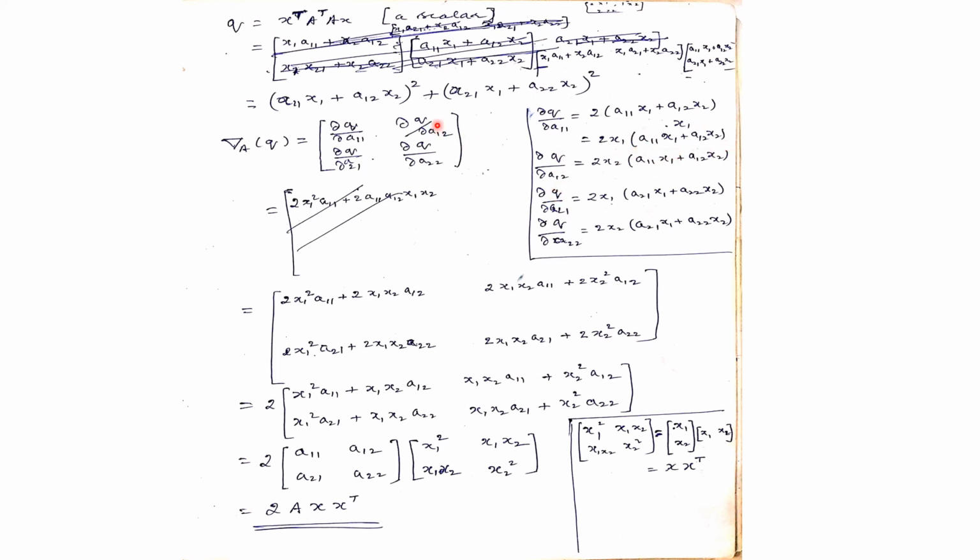Similarly, for the second term in the first row, the partial derivative of q with respect to a12 is again the derivative of this, in which case, to be precise, the second term is 0, because this term is independent of a12 and hence its derivative is 0. The derivative of this is 2 into the whole thing multiplied with the derivative of this term. So it is 2 x2 (a11 x1 plus a12 x2). Similarly, the other two derivatives that we have here will provide us these values.